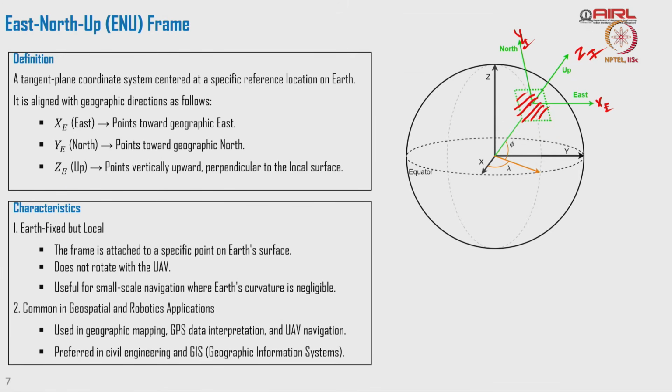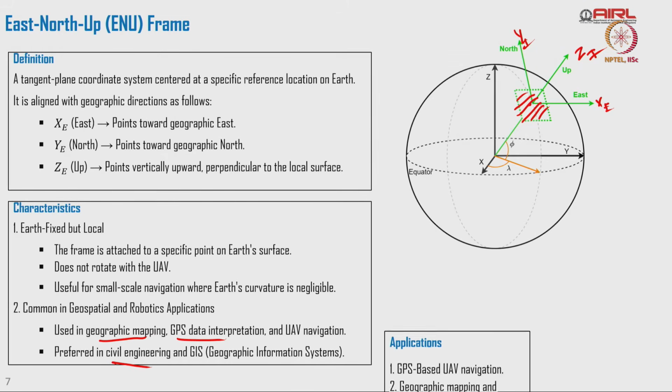We use this ENU frame commonly in geospatial and robotic application spaces. It is usually used for mapping, on a local plane. We use the GPS data to interpret the position of the drone in this case, and we also use it for UAV navigation. And this ENU is often used in civil engineering too, when we talk about geographical information systems, where I want to understand the map of that particular region and look at the terrain variations in that smaller region. They use this ENU map.